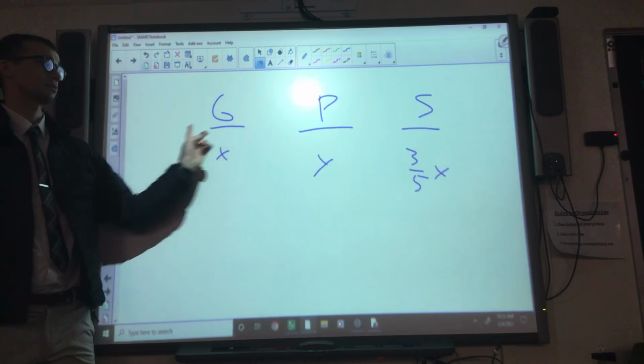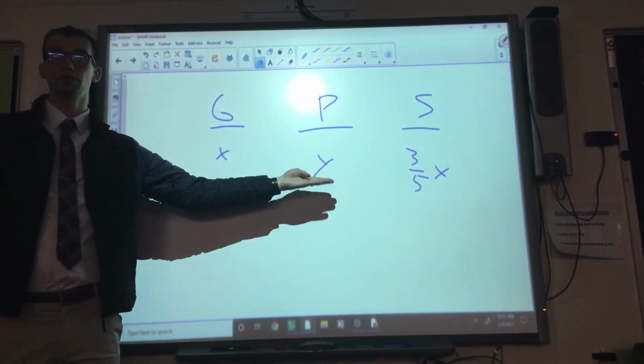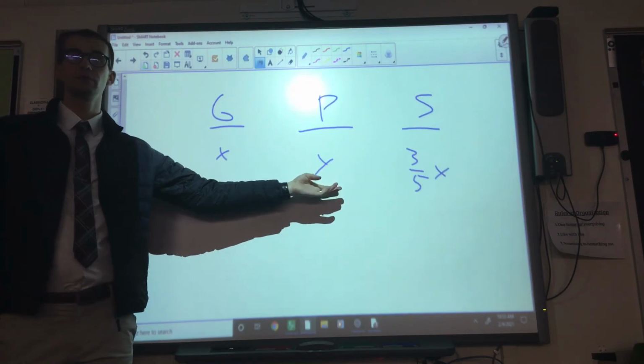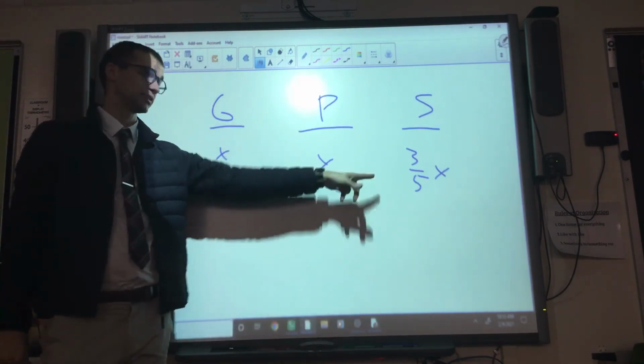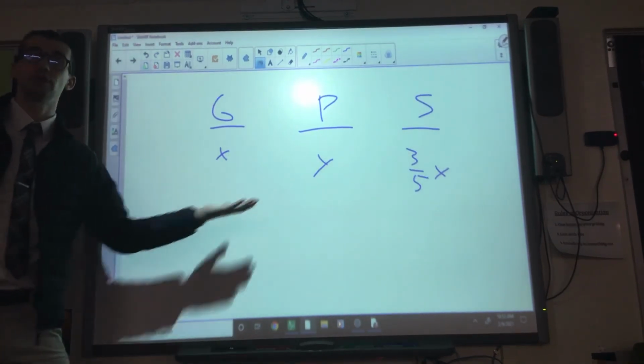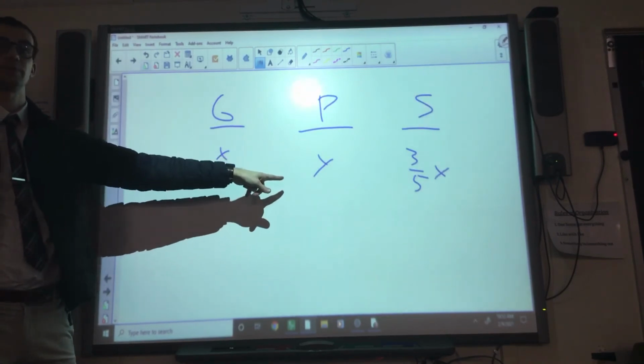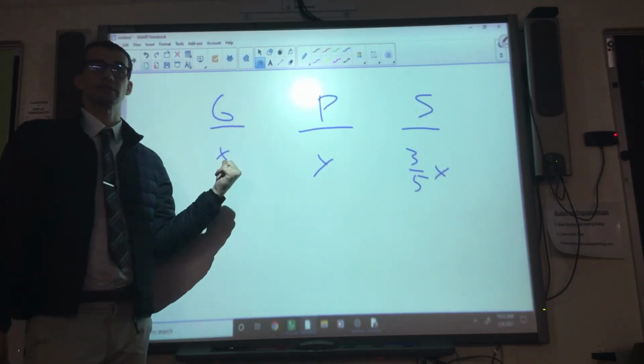Well, we know grapes are more than strawberries because strawberries is 3/5 of it. But do we know how big Y is? No. Y could actually be smaller than 3/5 of X. Let's say Y is 1/2 X. We don't know what Y is right now, so we can't assume that strawberries are going to be more or less than papayas. But we know for sure strawberries cost less than grapes.